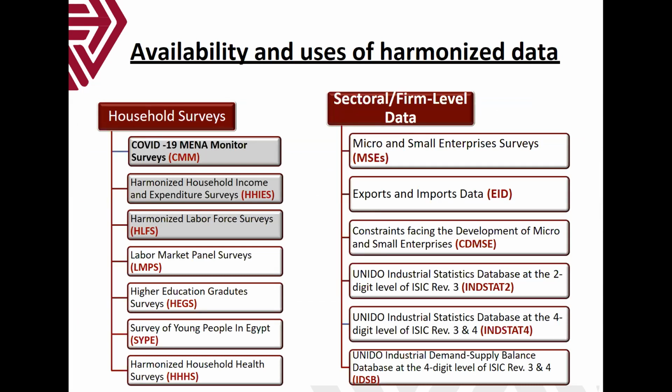Okay, what do we have? We have two main groups of data sets. The household survey. In the household survey, what is the unit of analysis? It's either the individual or the household, okay? And we have the sectoral firm level surveys. In this case, the unit of analysis is the firm or enterprise.